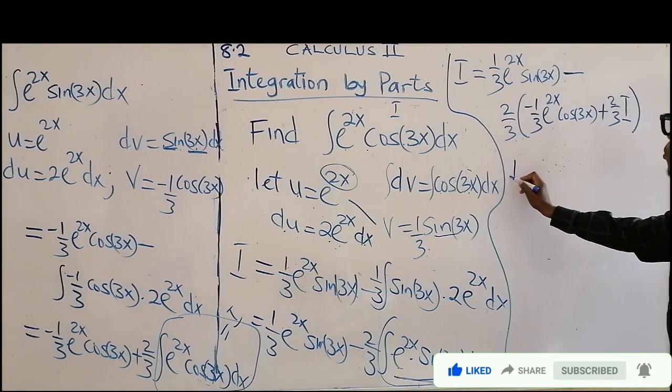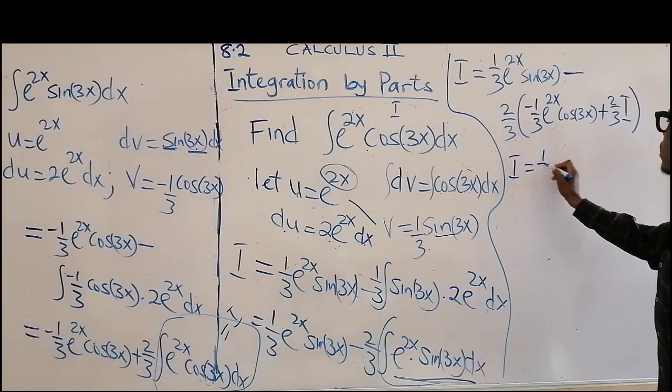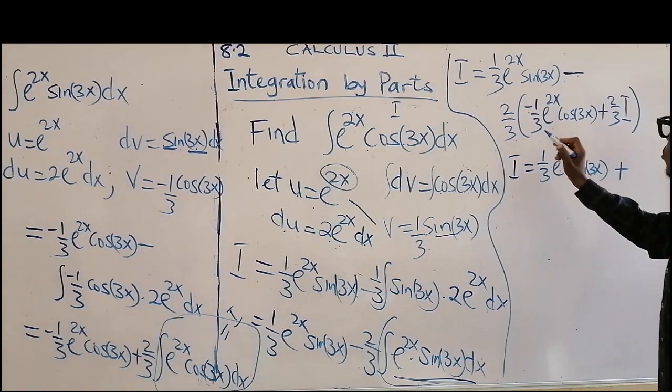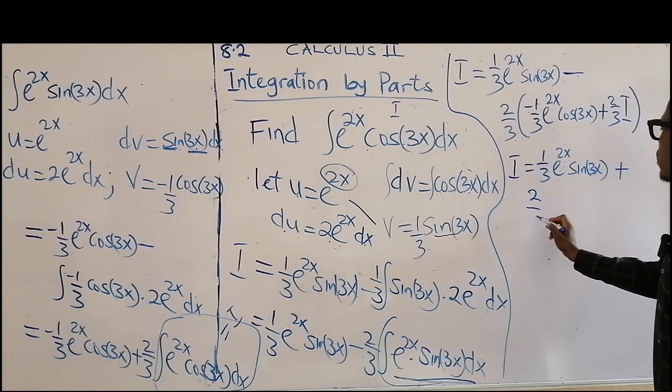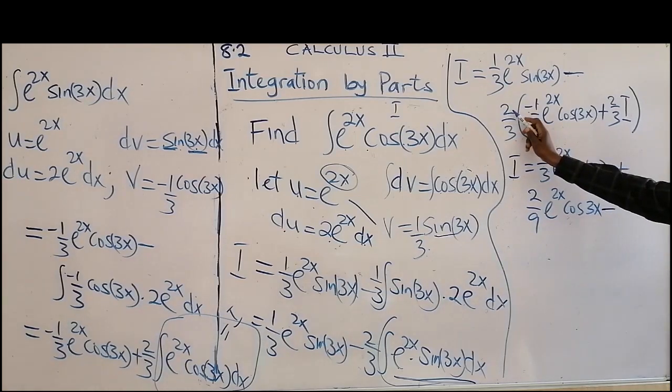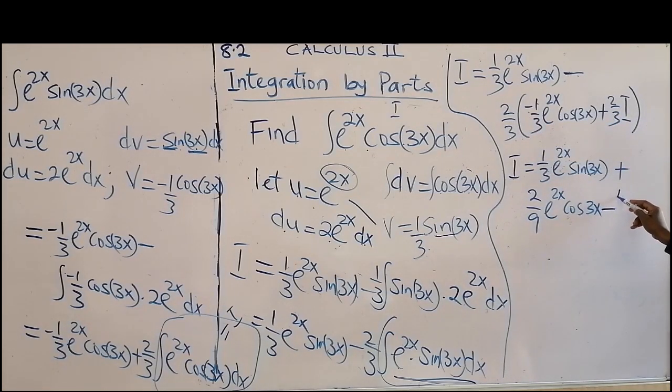You can open the bracket. So we now have this equal to 1/3 times this one, and then minus, that's a plus. 2 times 1, that's a 2/9 e to the power 2x cos 3x. That's a minus. And don't forget 2/3 times 2/3, that's 4/9 I. And don't forget minus times a plus, that's minus. So you can bring all the I together.